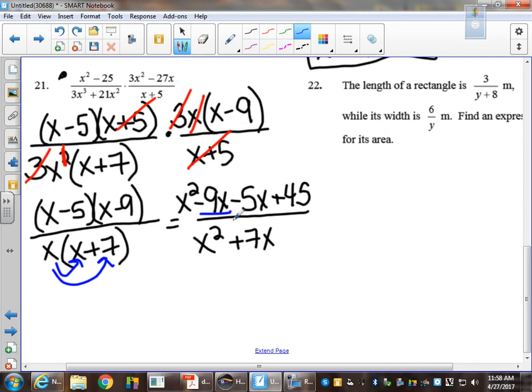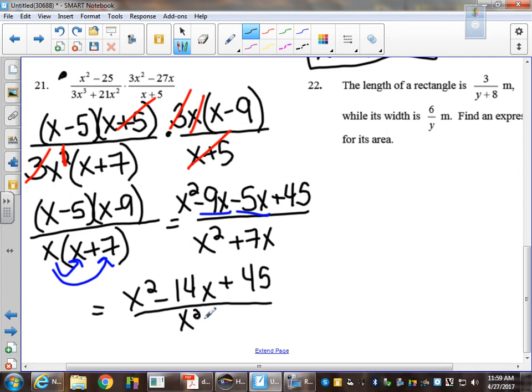We're not done because we have to combine these terms. So we're left with x squared minus 14x plus 45 all over x squared plus 7x, and we're done.